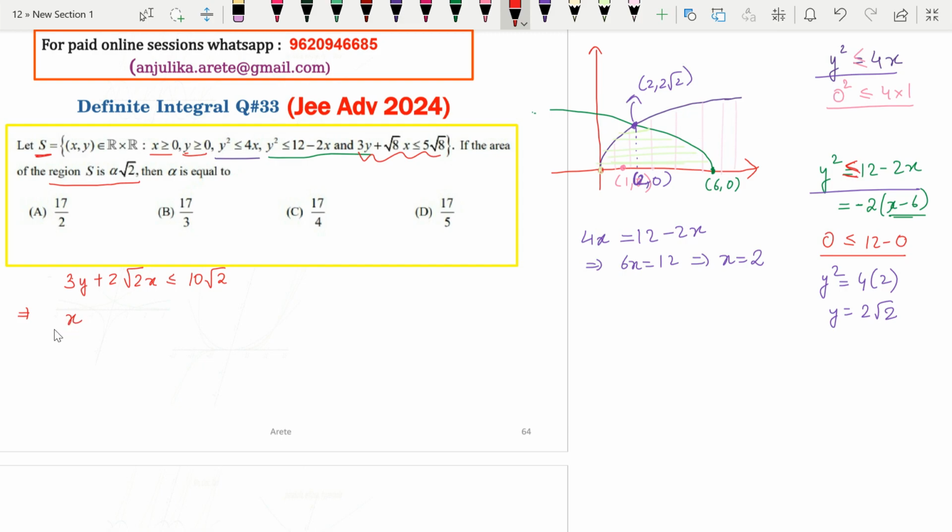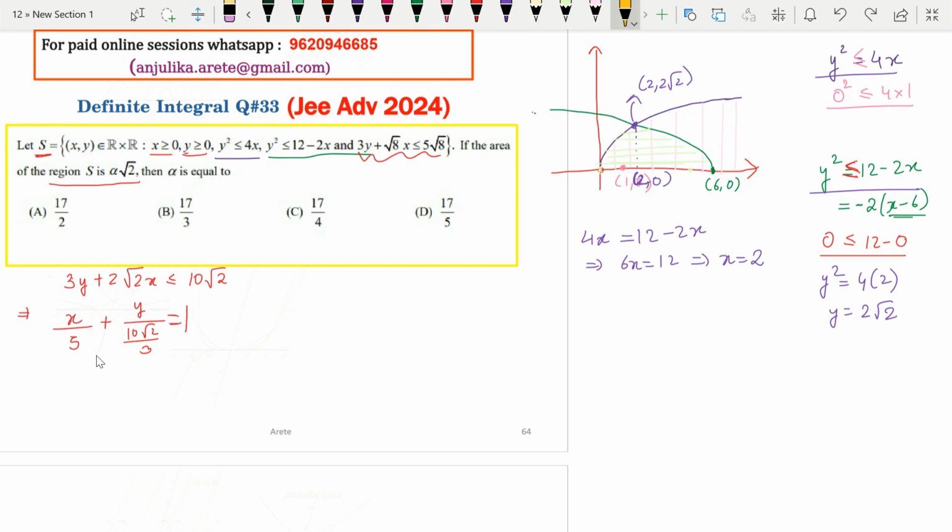So what do I end up getting? I'm getting x upon 5 plus y upon, I'm going to write in intercept form, so everything I'm going to shift below, y is equal to 1. Okay, so let's draw this line now.